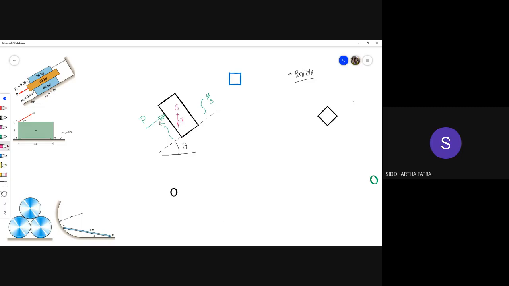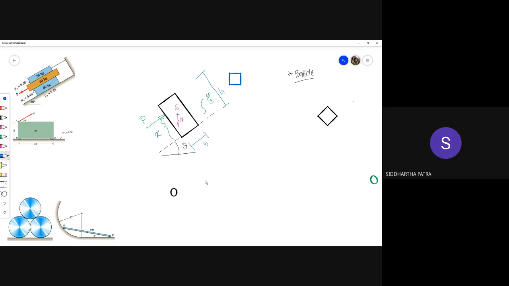So you are applying a force which is parallel to the plane. For the sake of simplicity, assume you are applying a force parallel to the plane, though it doesn't have to be. And also let us consider these are the dimensions. Let's say this height is x, this height is h, and this height is b.